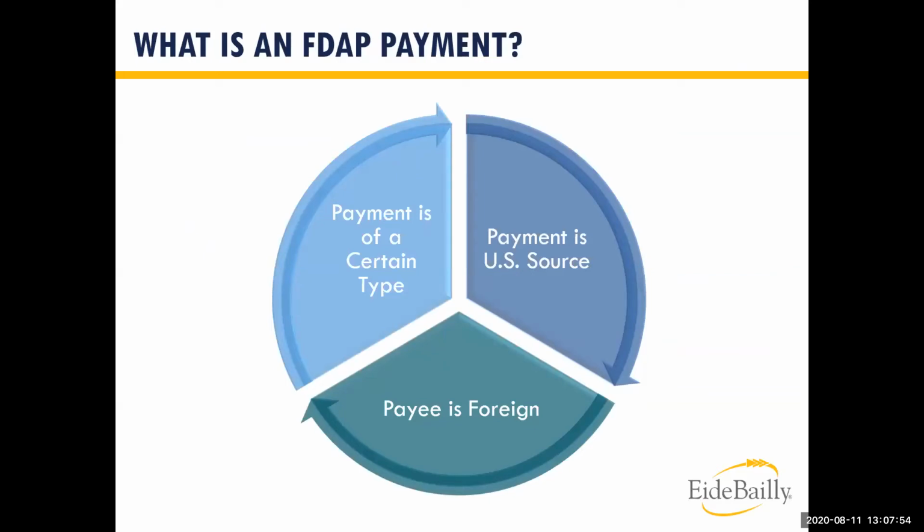So what is an FDAP payment? We really have to determine three things. One, is it a payment of a certain type? Two, is the payment U.S. source? And this is something that is super important, in terms of service payments, that becomes very important, in addition to payments for royalties or use of intangible assets. And then if the payee is foreign, then we have an FDAP payment.